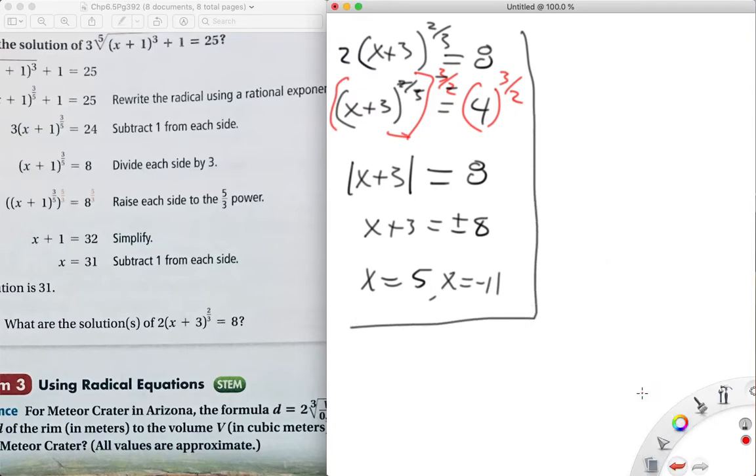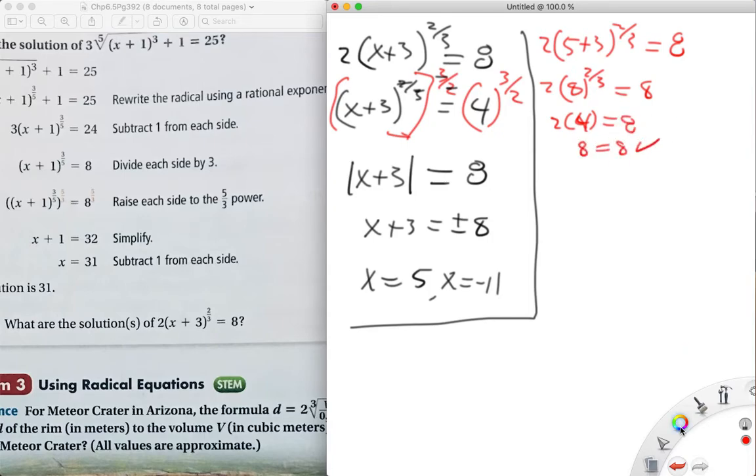So when I check these answers, let's check with 5. 2 times (5 plus 3) to the 2/3 should equal 8. That's 2 times 8 to the 2/3. 8 squared is 64, the cube root of 64 is 4, so this is 2 times 4, which equals 8. 8 equals 8.